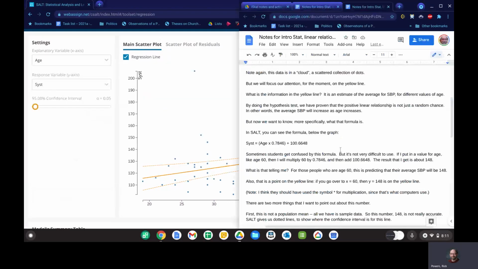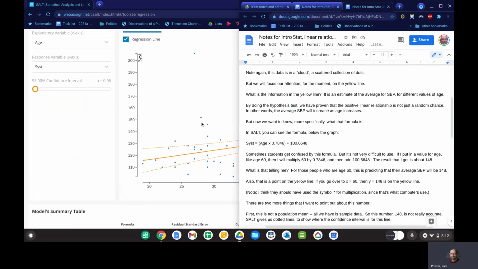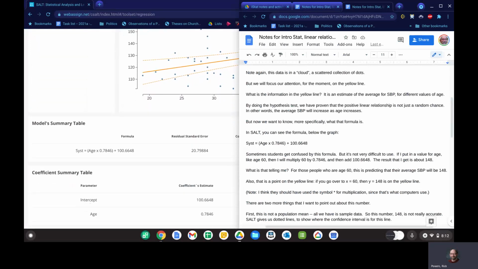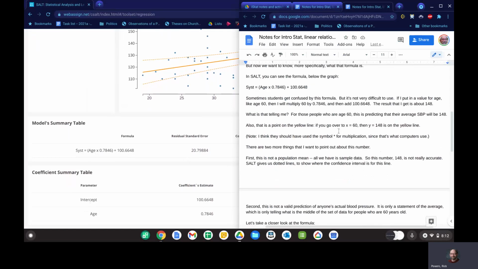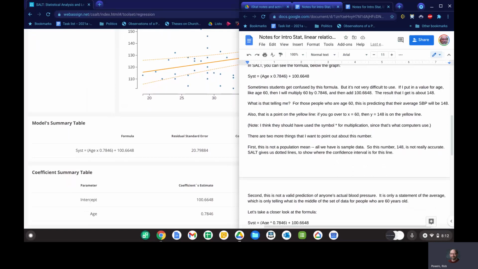By doing the hypothesis test, we've proven the positive linear relationship is not just a random chance. In other words, the average systolic blood pressure will increase as age increases. But now we want to know more specifically what that formula is. In SALT, you can see the formula below the graph. SYST is equal to age times 0.7846 plus 100.6648. Sometimes students get confused by this formula, but it's not very difficult to use, really.